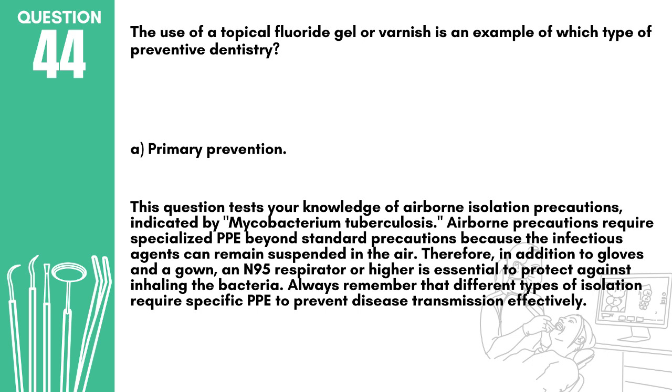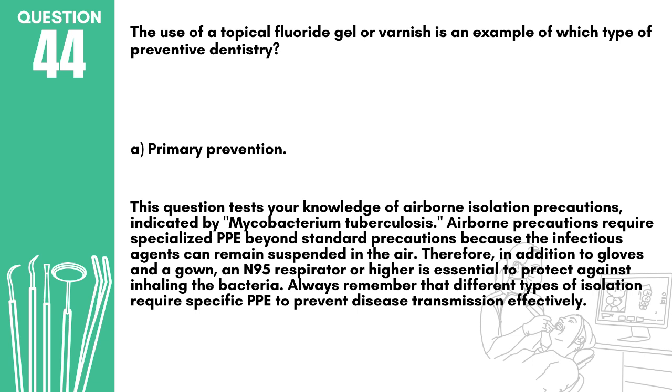The keyword topical fluoride gel or varnish and type of preventive dentistry are key clues. Primary prevention involves measures taken before a disease or condition occurs to prevent its onset. Applying topical fluoride is a prime example, as it strengthens enamel and helps prevent cavities from ever forming.